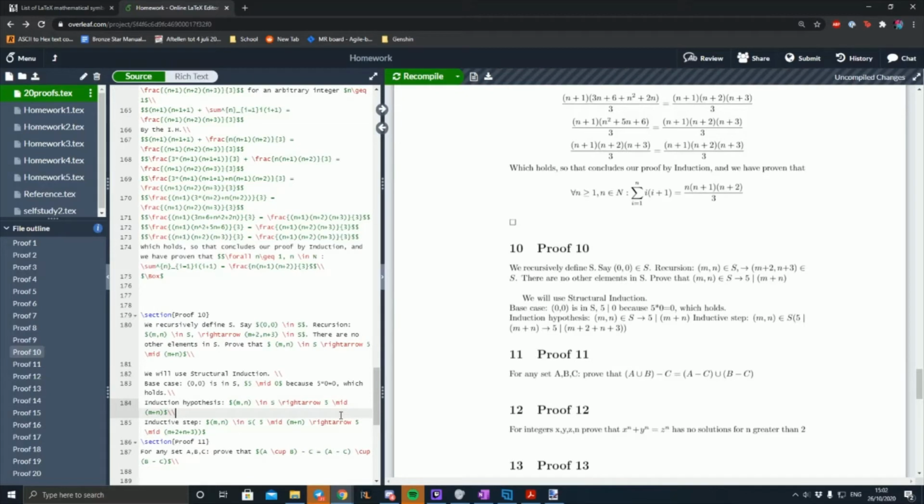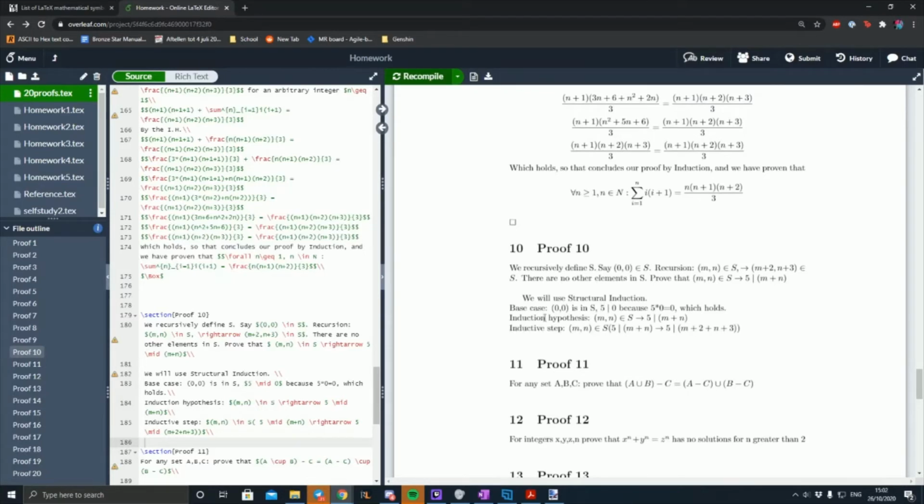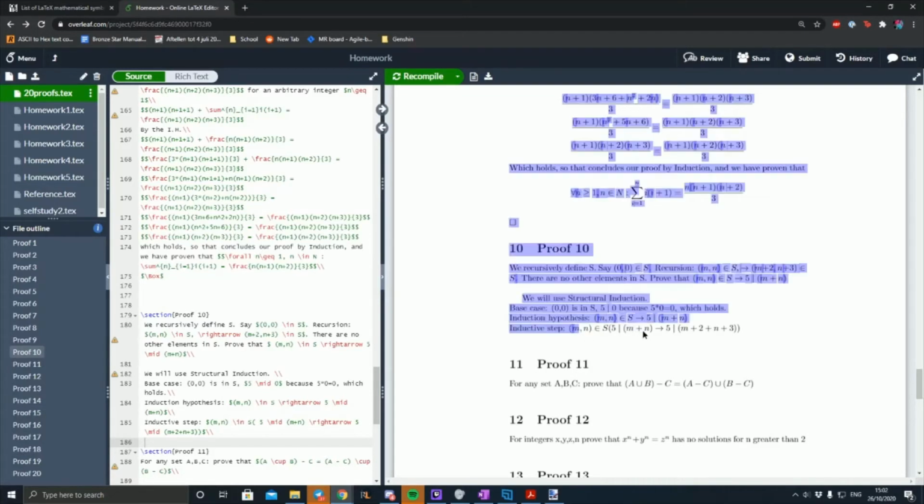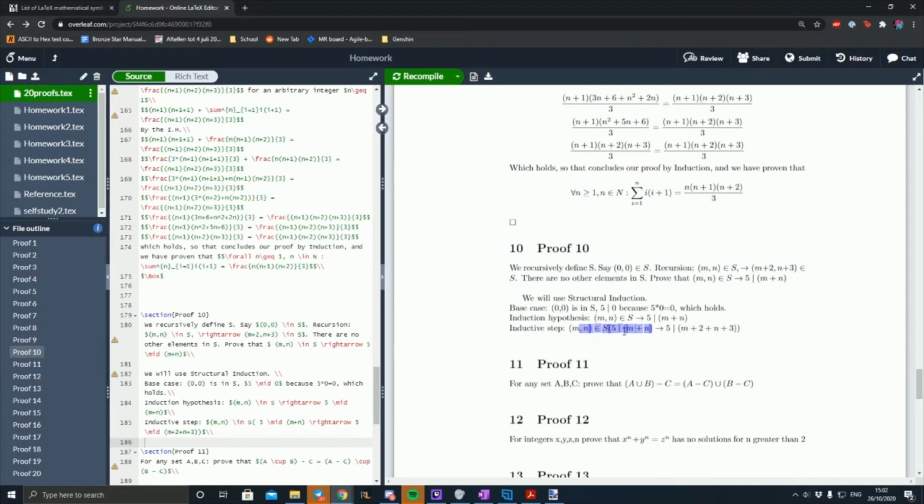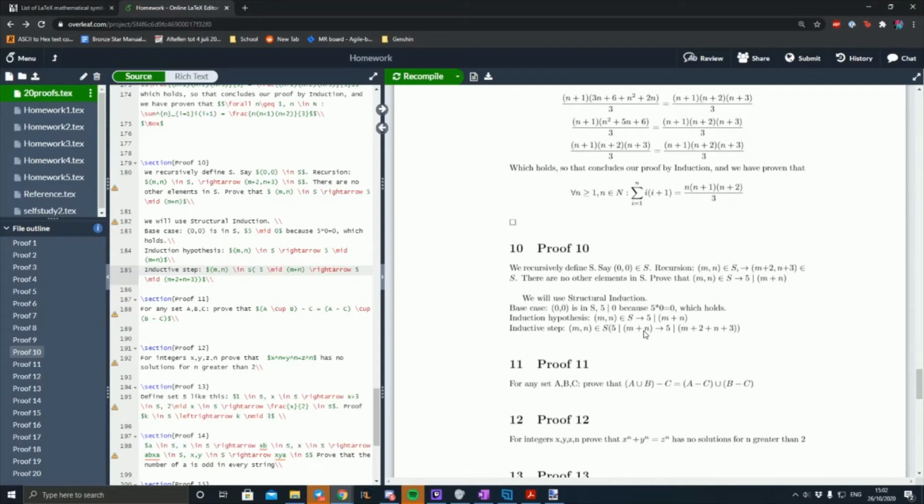Okay. This is good, because this is the first time I've written this structural induction, so it's good training. So we can say, okay, the base case: 0 is in S, and 5 divides 0, which holds. The inductive hypothesis is: if this is in S, then that holds. And for the inductive step, we say that for all m and n in S, if 5 divides this, then 5 divides that. Okay.